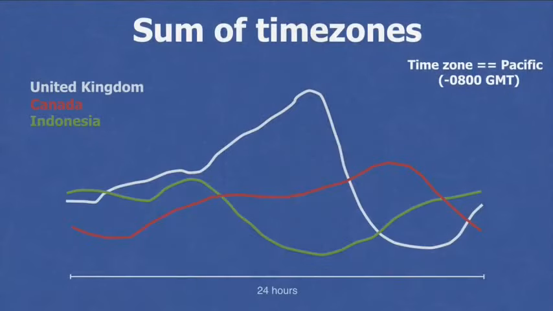And what egress actually is, it's the sum of all time zones in the world. So if you actually break it down by Europe, APAC, North America, you can see each line has their own kind of unique pattern.